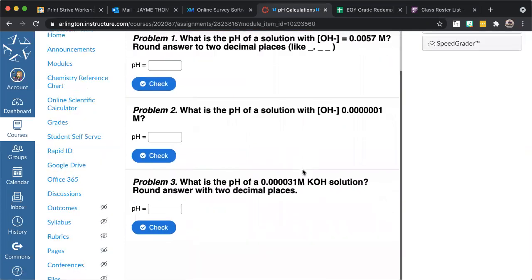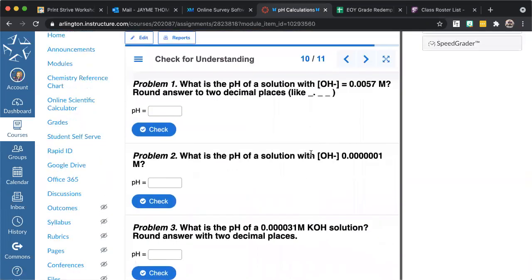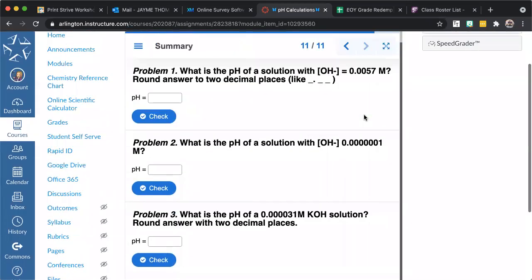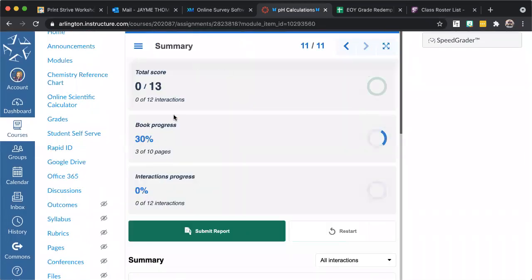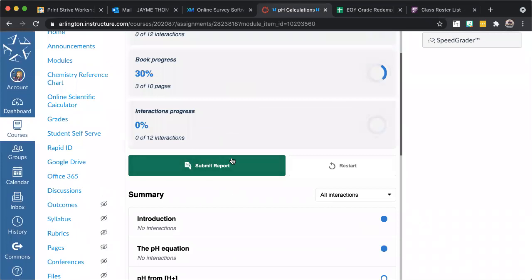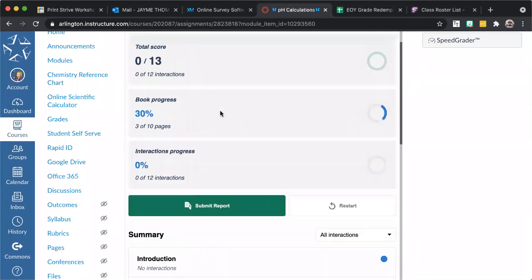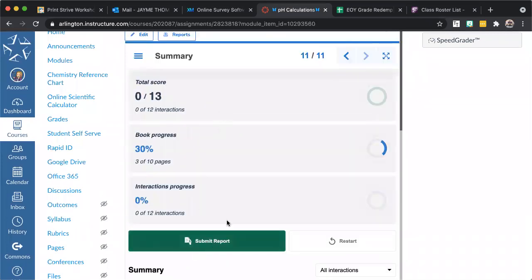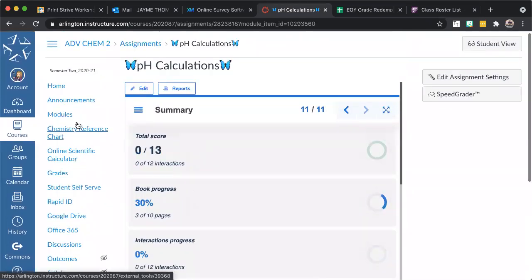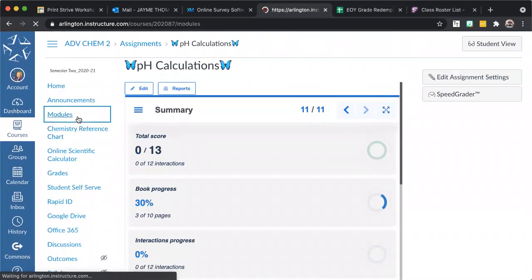Then here at the end, you have a few practice questions where you're calculating the pH from hydroxide ion. All of these are going to be those two-step problems. That's pretty much it. When you get to the last page, make sure that you've got everything completed and that you submit your report. If you need to go back and redo anything, you can redo it before you hit submit report. And then that is it for today's assignment.